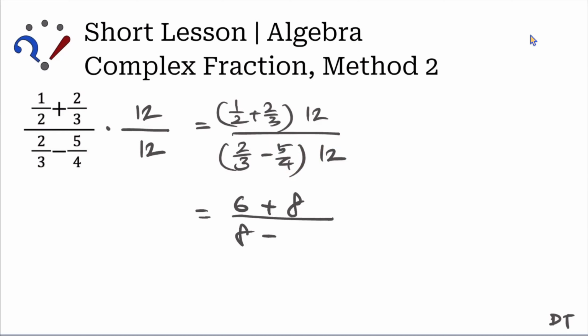Because 5/4 is bigger than 1. 4 goes into 12 3 times. 5 times 3 gives you 15. That gives you 14 over -7. And we know that 14 divided by -7 is -2.